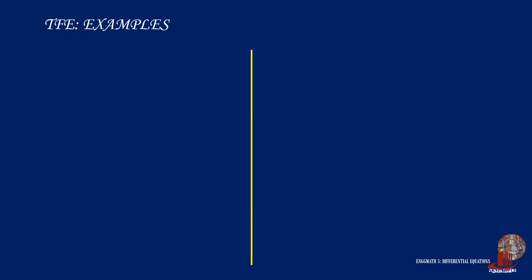Here are some examples on how to check a differential equation in the test for exactness. If we have the quantity of x plus 2y times dx plus the quantity of 2x plus y times dy is equal to 0, identify M, which is x plus 2y.